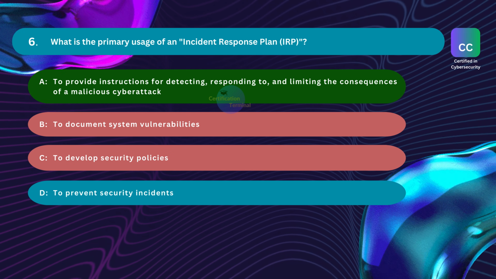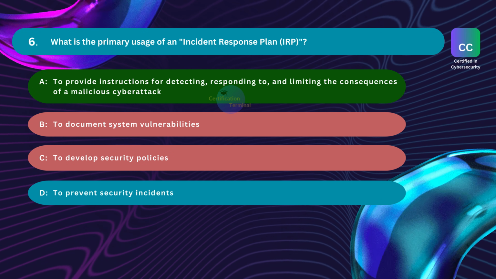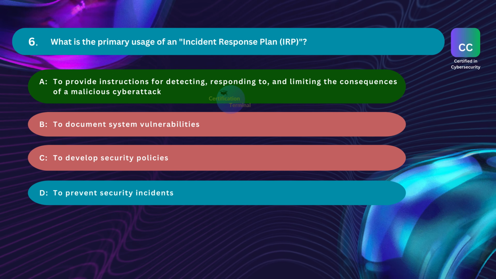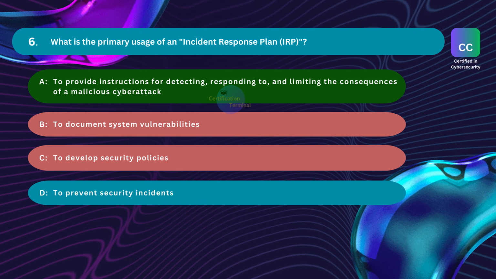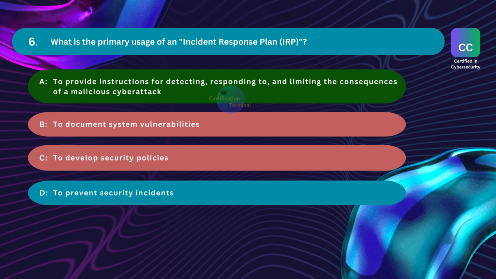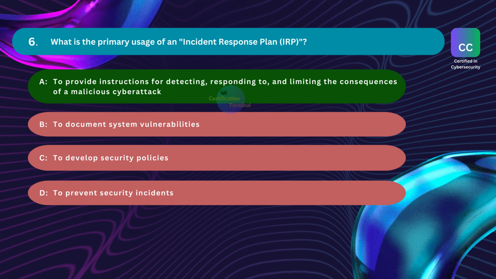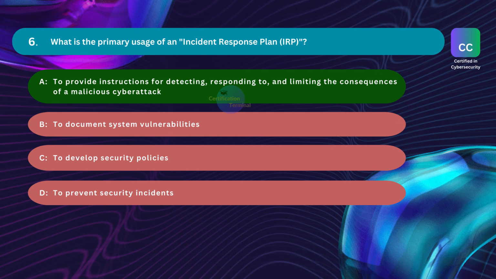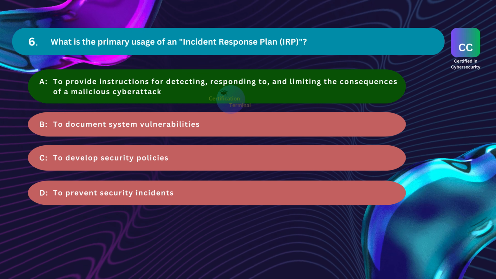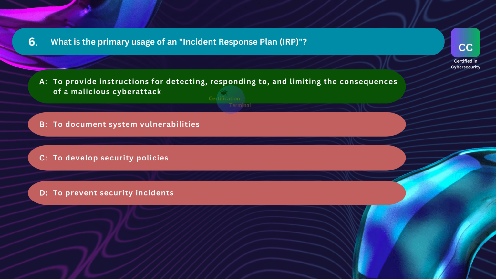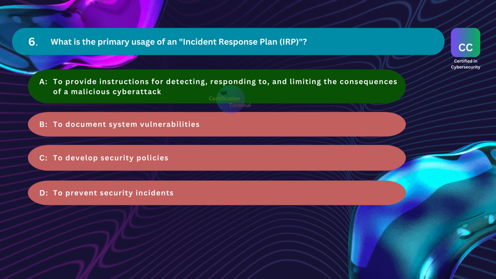Developing security policies, Option C, is a broader aspect of cybersecurity governance and doesn't specifically address the immediate response actions required during an incident. While an effective IRP may indirectly contribute to preventing future security incidents, Option D, through lessons learned and improvements, its primary purpose is to guide actions in responding to and mitigating ongoing incidents.